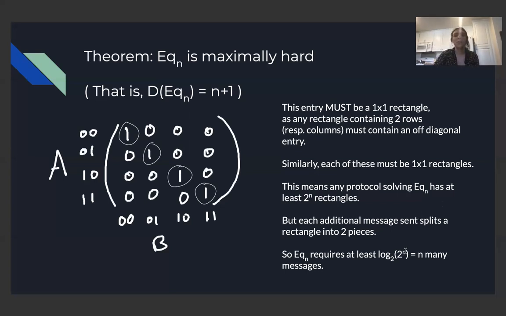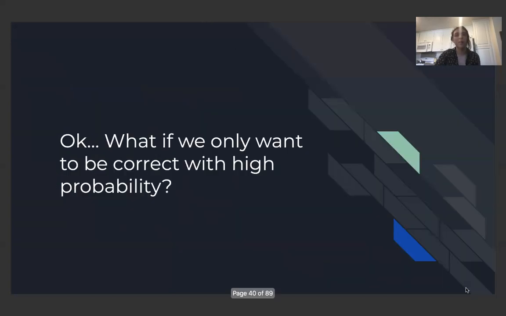And so the equality requires at least log 2 of 2 to the n many messages, because you can only double your number of rectangles on each stage. And so you need to have log many stages in order to get it. And so we have more than n many messages. So the least that can be is n plus 1 many messages. And we already have a protocol that does it at n plus 1. So n plus 1 is actually best possible.